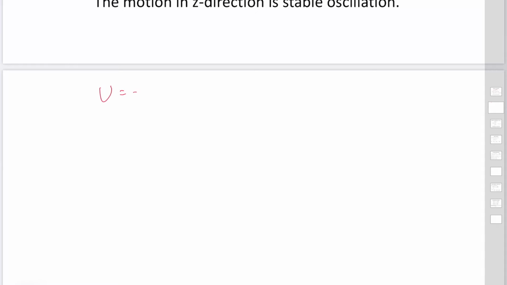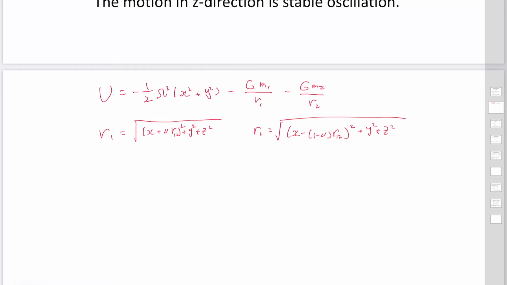U is expressed as minus 1/2 omega squared (x squared plus y squared), minus G m sub 1 over r sub 1, minus G m sub 2 over r sub 2, where r sub 1 and r sub 2 are expressed as square roots. Then the partial derivative of U with respect to z becomes G m sub 1 over r sub 1 cubed z plus G m sub 2 over r sub 2 cubed z. The partial derivative of U with respect to x, we have these equations.